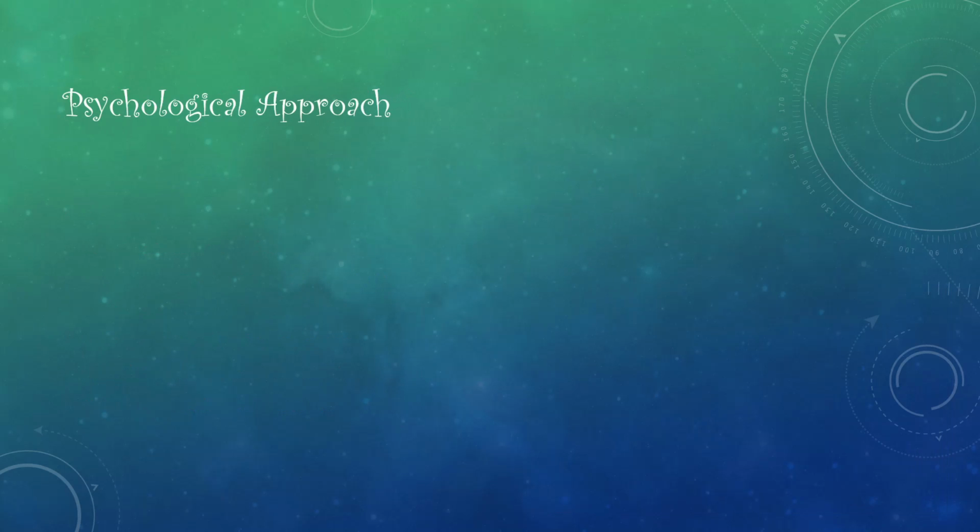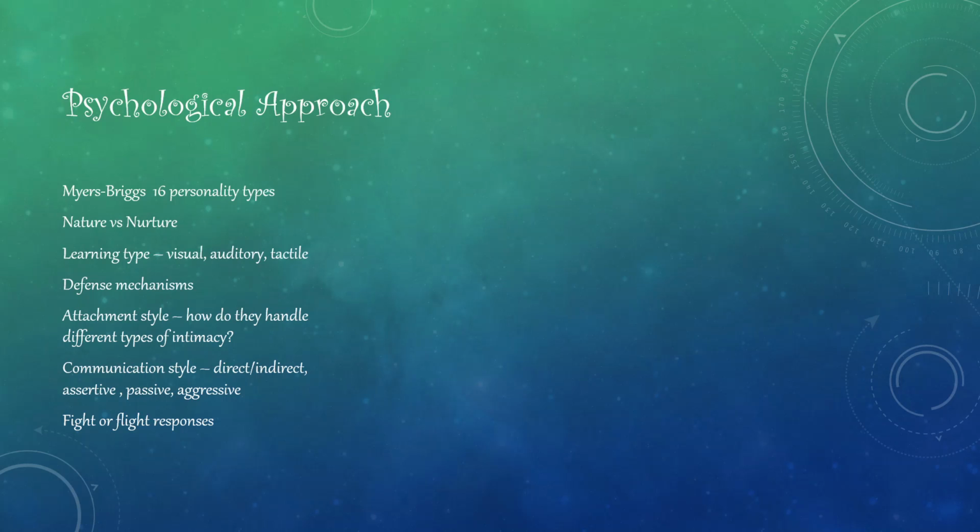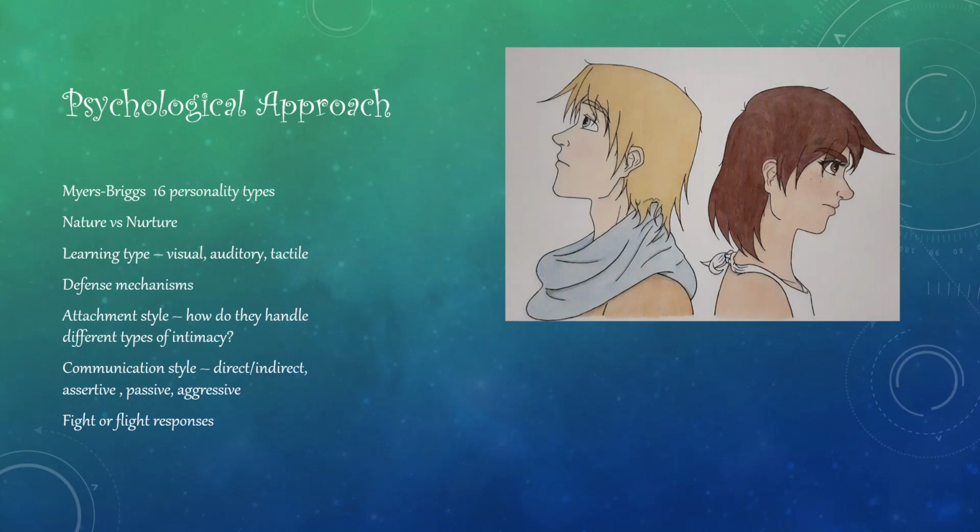Next up, the psychological approach. I minored in psychology, so I've gathered some helpful topics here for constructing a character's mindset and behavior. I love this stuff. Character development's my favorite. So there's the Myers-Briggs 16 personality types, which uses a scale of extroversion versus introversion, sensing versus intuition, thinking versus feeling, and judging versus perceiving.